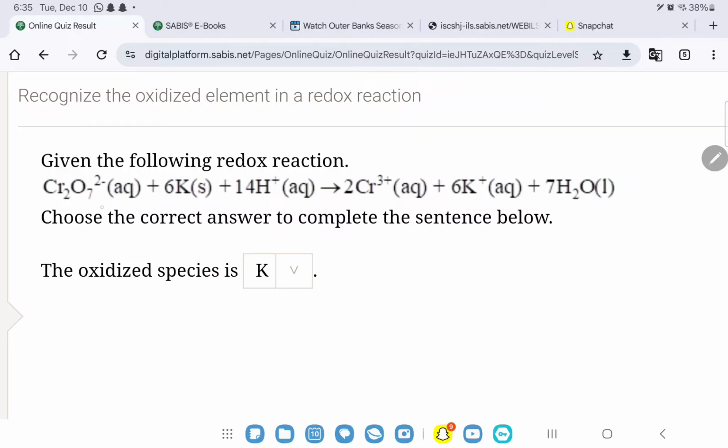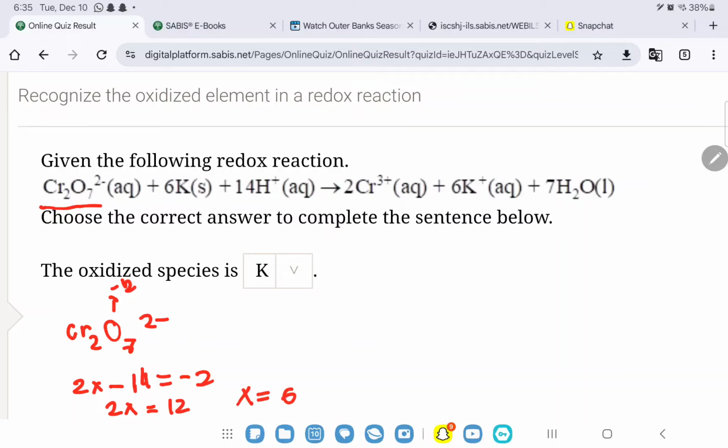So here, let's find the oxidation number of Cr in Cr2O7 2 minus. O is negative 2, so 7 times negative 2 is negative 14. 2x minus 14 equals negative 2. So 2x equals 12, x equals 6. And here Cr3 plus, meaning its oxidation number here is 3. So it went from 6 to 3, meaning it's reduced.